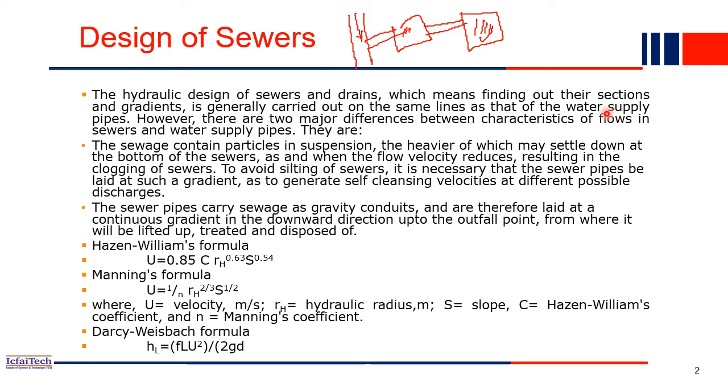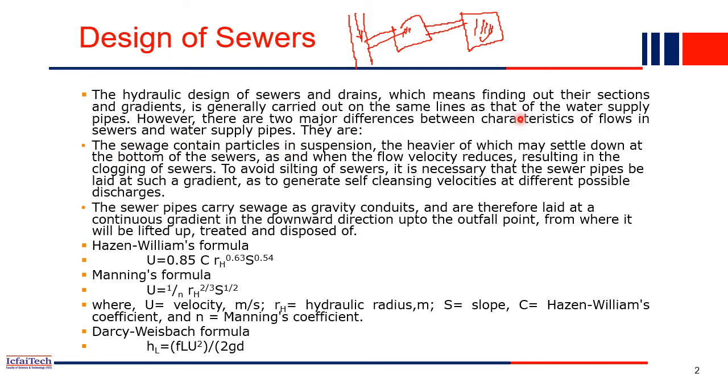Whatever line we have laid for the water supply, the sewer line also will be in a similar location. But we always have to maintain a 3 to 4 meter distance between the water supply pipe and the sewer pipe. However, there are two major differences in the characteristics of flow in the sewer and the water supply pipes.